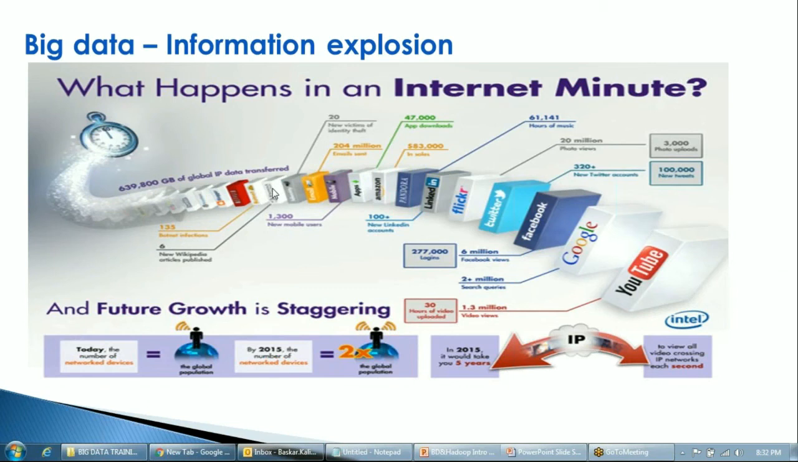Now that's what we call the big bang of the internet, because too much information is exploding in a certain fraction of time, and we have to have a mechanism to deal with this big bang. And the future growth is staggering, to an extent that it is going to grow into more than the population that we currently have in the world.